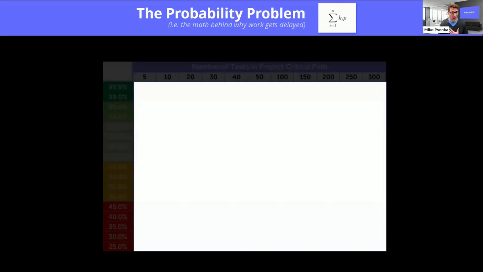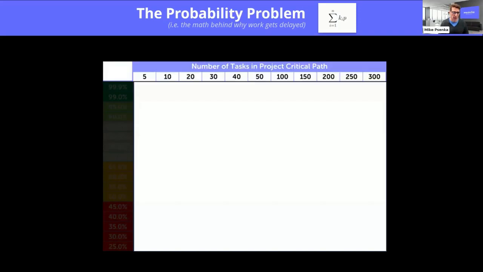And the probability problem is, once again, that our intuition about whether or not we're going to be on track or feel good about it is generally wrong, right? To underscore that, we can think about a project and the number of tasks in a critical path. The critical path is that path of dependent tasks, the minimum amount of time it's going to take to get a project done, right?